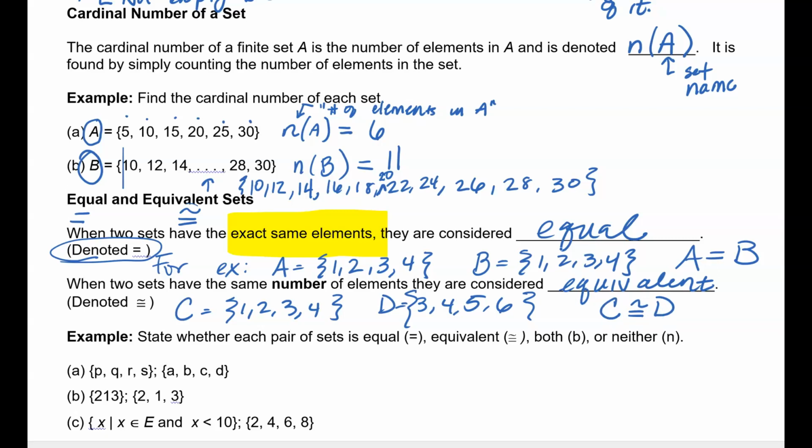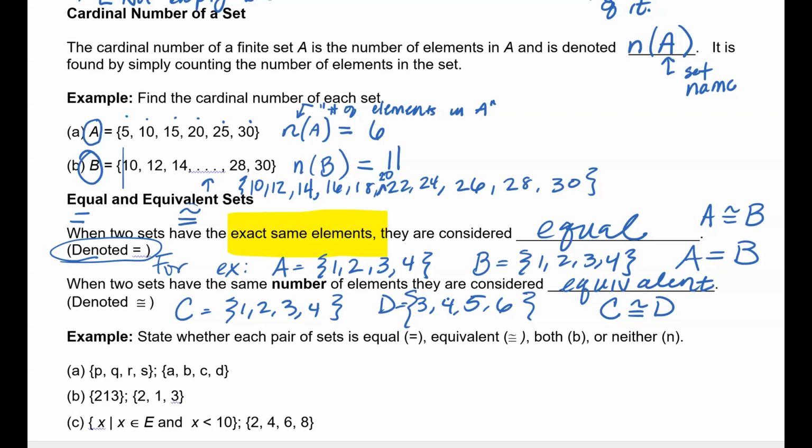And actually, if you look above, is A equivalent to B in the example above? Are there the same number of elements in A as there are in B? And the answer is yes. You can actually say A is equivalent to B also. So they're equivalent and they're equal, as opposed to C and D, which are only equivalent.